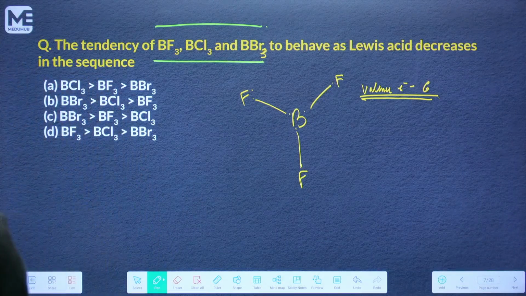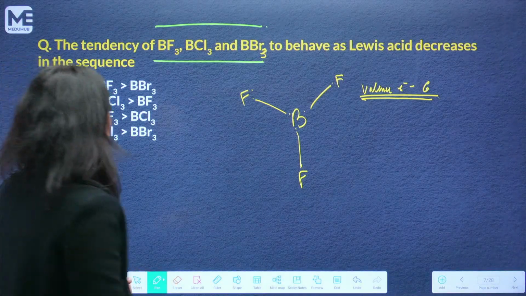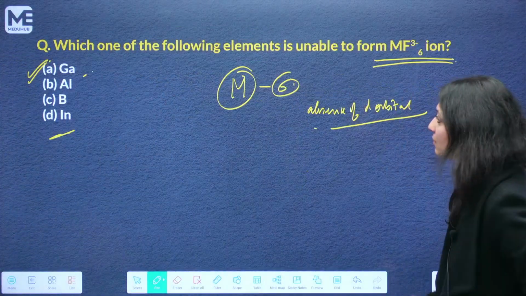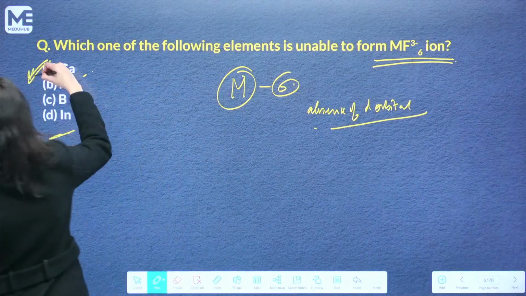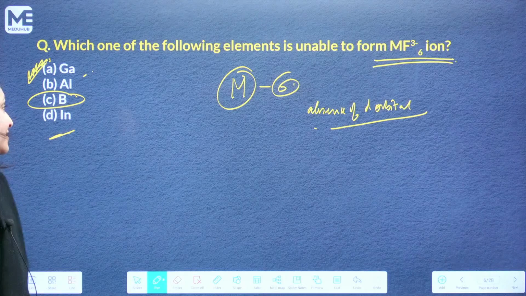Yes, boron is right. Boron is the answer. I'm sorry, I meant to say boron. Boron is the answer. Sorry.